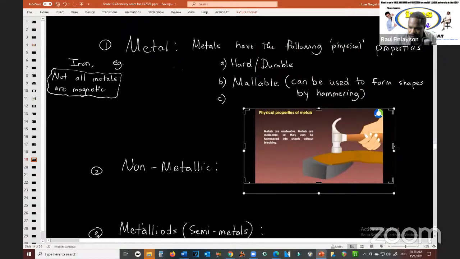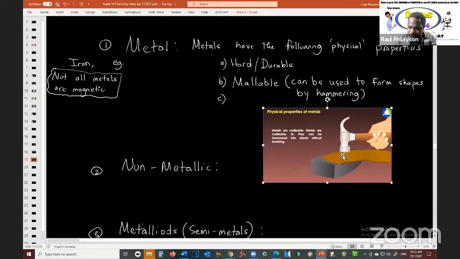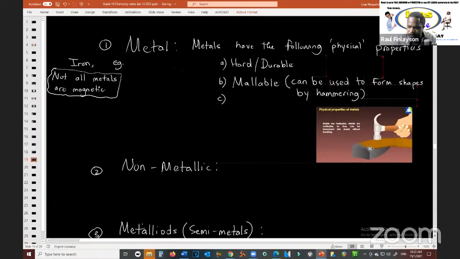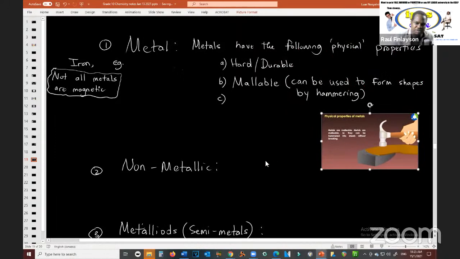So let me just crop here. All right, this is one of the properties of metals. So you're learning to say that they are hard. Metals are hard objects that can be hammered into shapes. We're going to look at three more. What else do you know about metals?